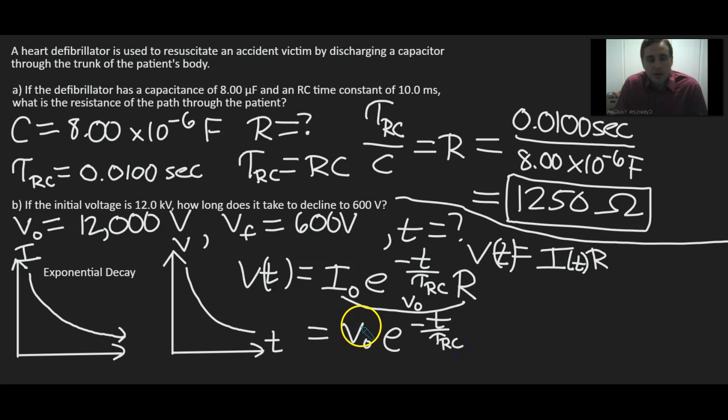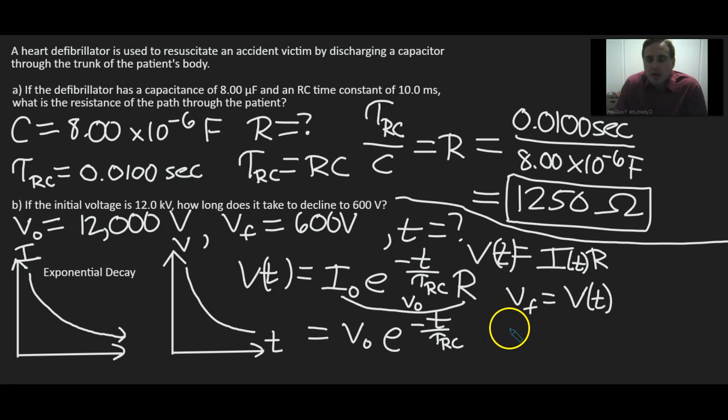Okay. Now, we're told what V initial is. We're also told what V final is. So let's just let V final equal V at the t of interest. Okay? And what we want to do is solve for this t.